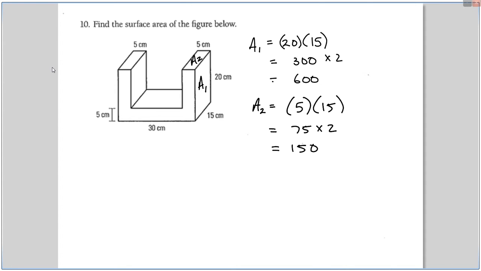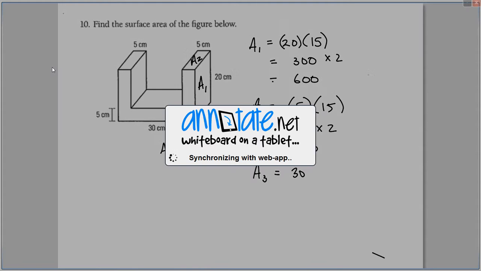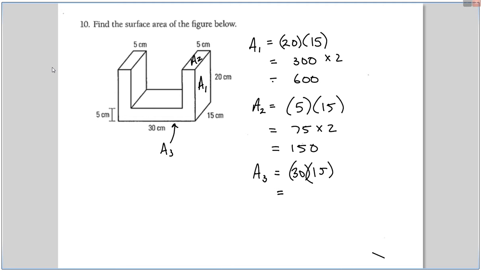All right. Now where should we go? Do we have to problem solve now or should we do the bottom? Do the bottom, okay. Bottom. Let's just call the bottom A3. We have, what'd you say? Oh, somebody knows what she's doing. 30 times 15. You just look at it?